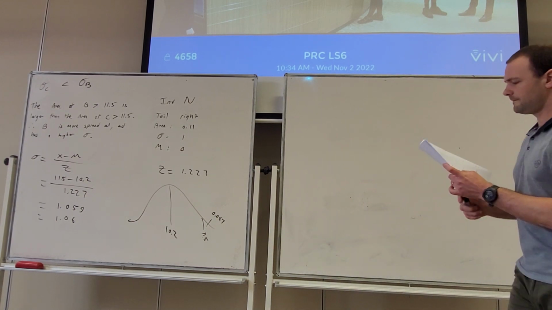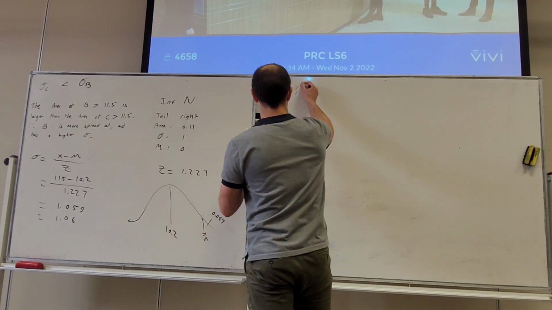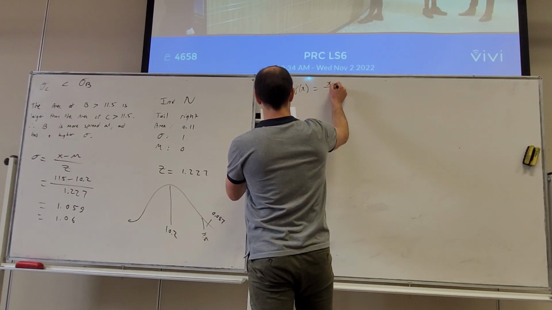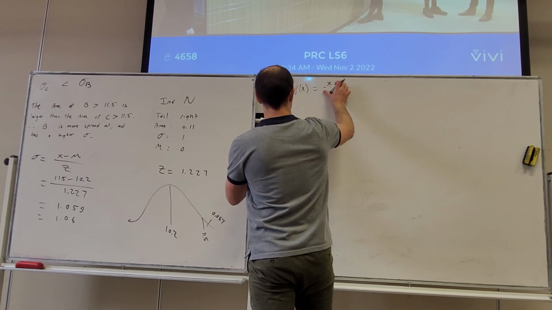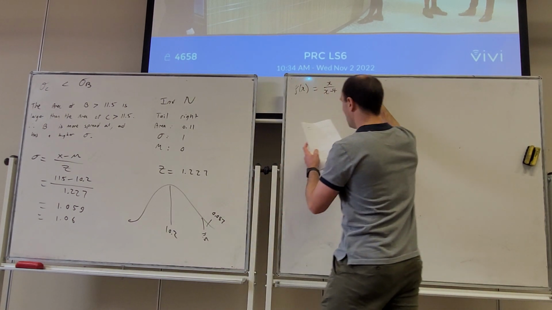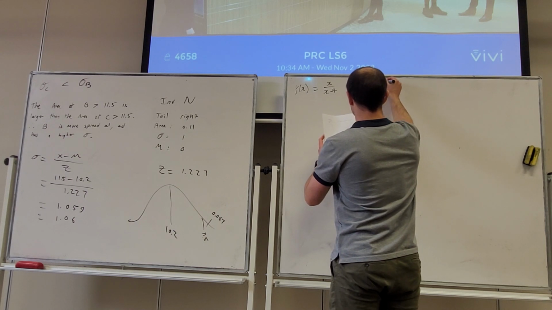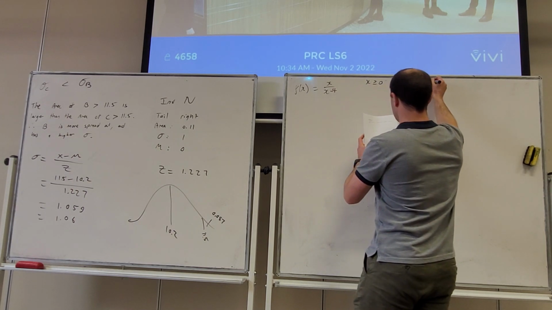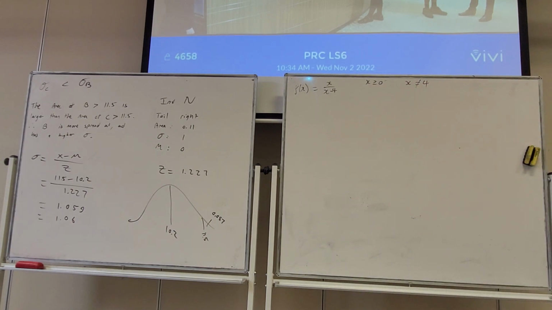Consider the function f of x equals x on x take 4, and we're restricting the domain here. We've got x is larger than or equal to 0, and x does not equal 4. So they're the restrictions on the domain. Okay, part A. For what values of x is f of x decreasing?